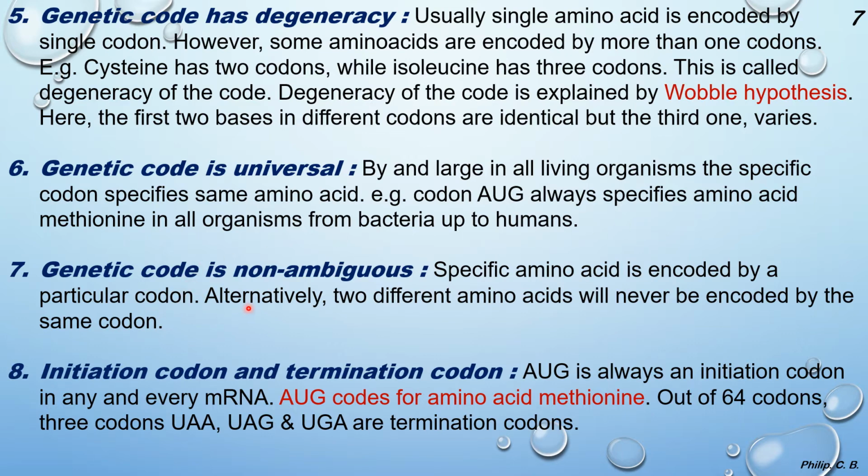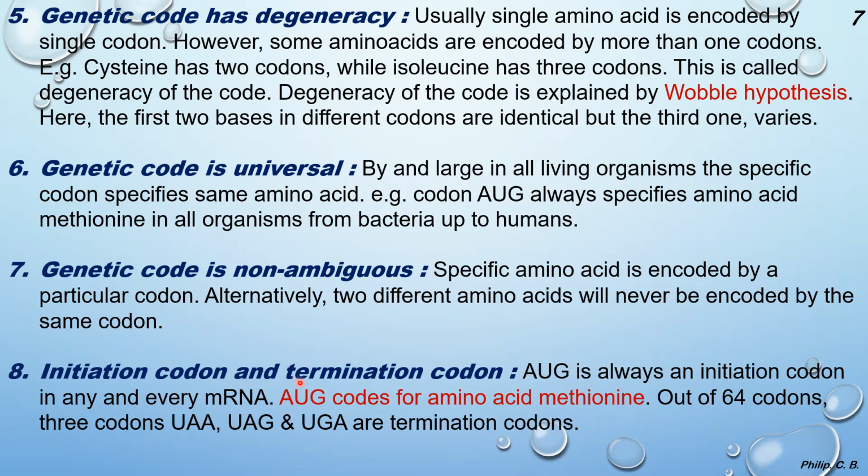Further, genetic code is non-ambiguous. A specific amino acid is encoded by a particular codon. Alternatively, two different amino acids will never be encoded by the same codon. So, two amino acids will never have the same codon, as we have seen. It will be different for individual amino acids.